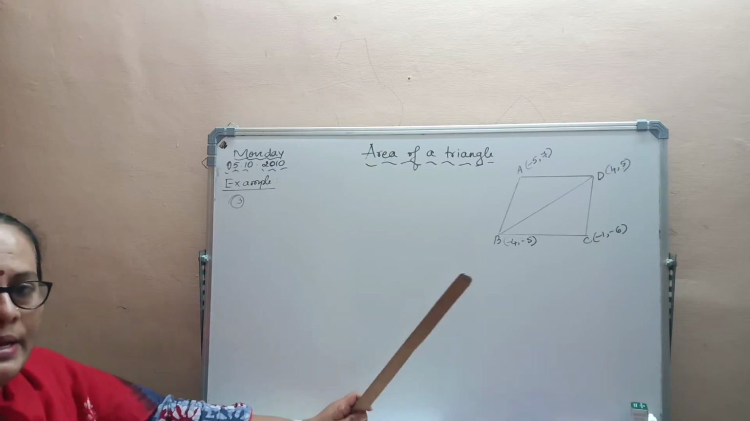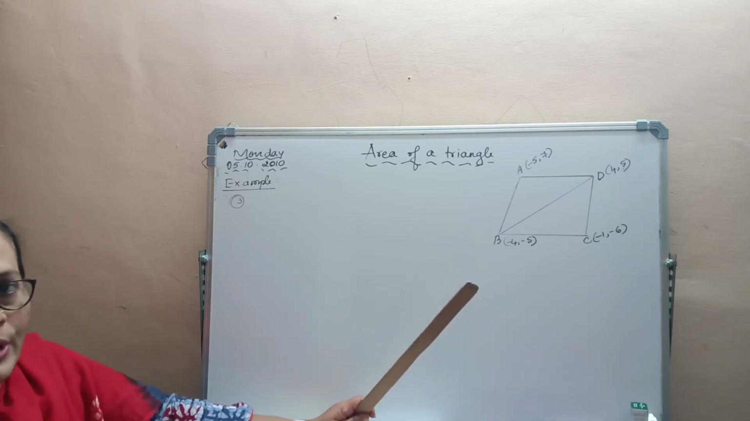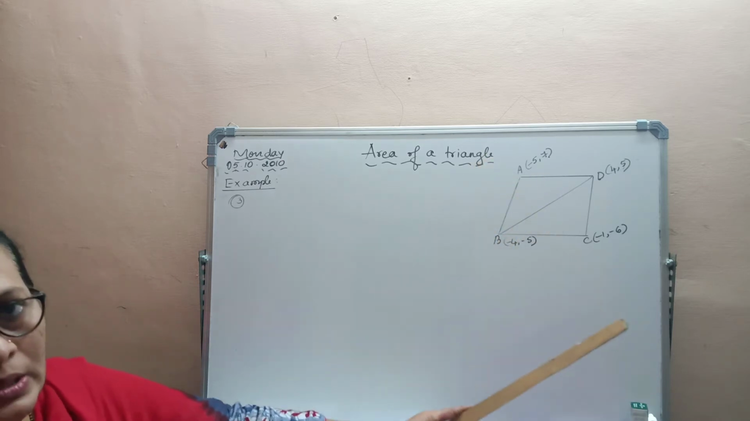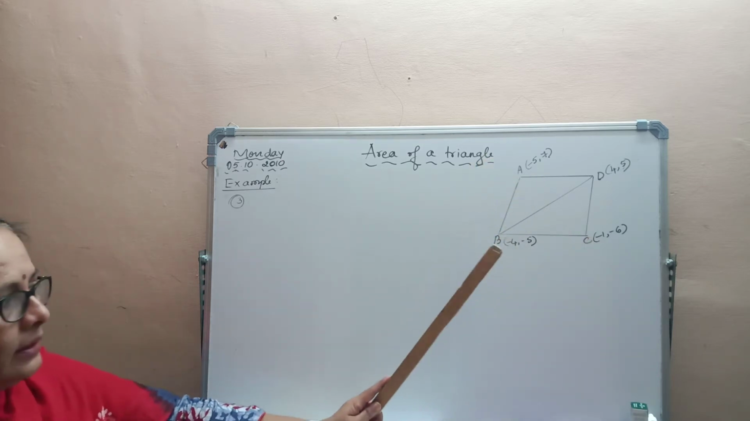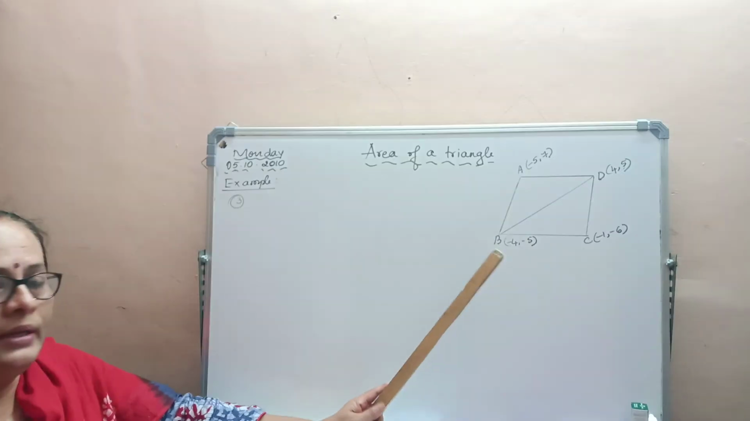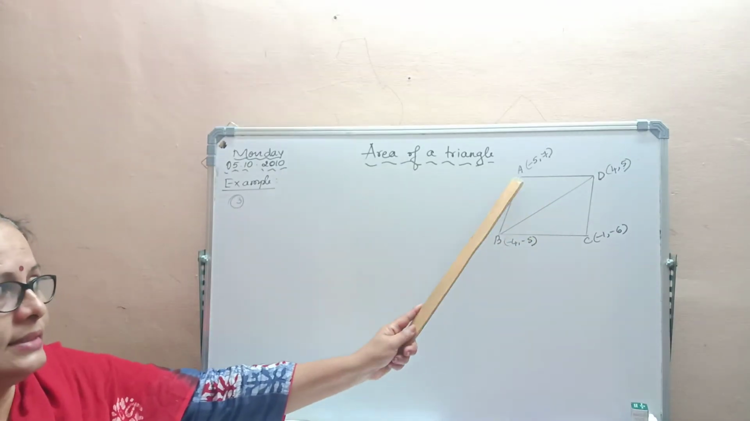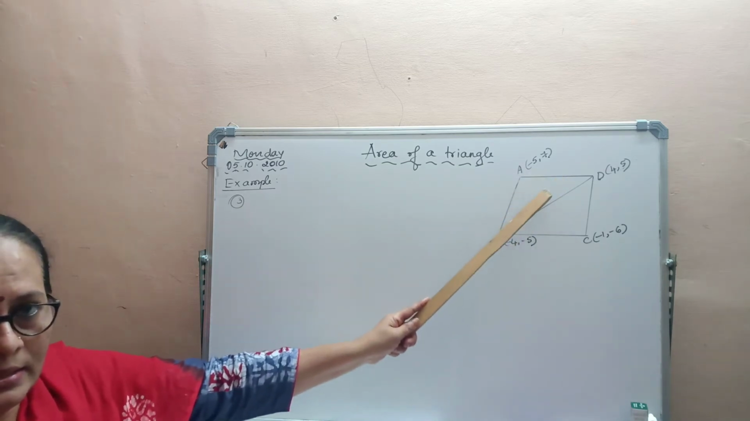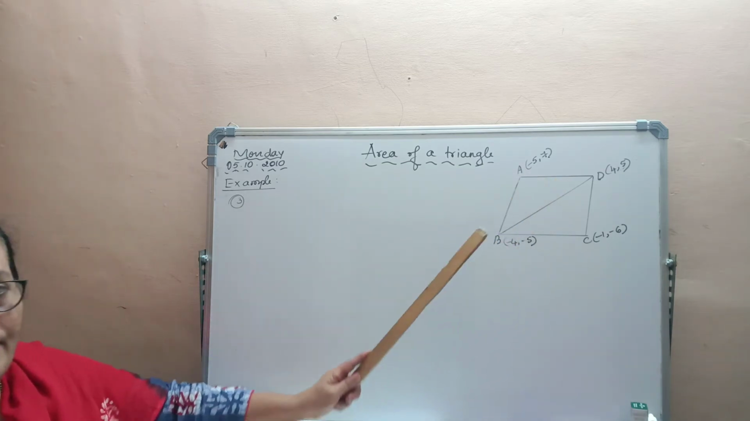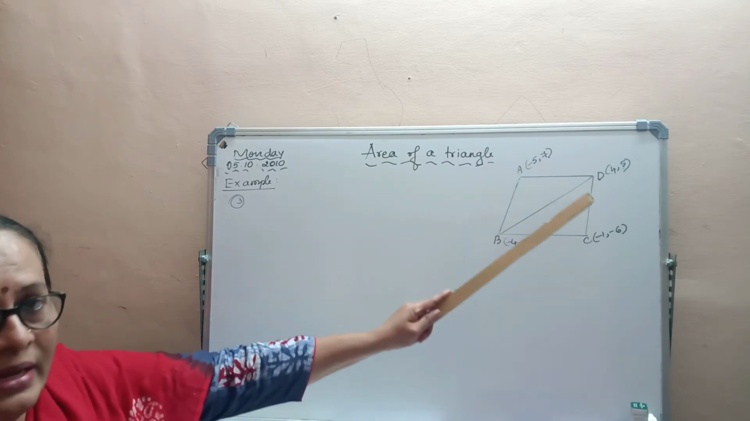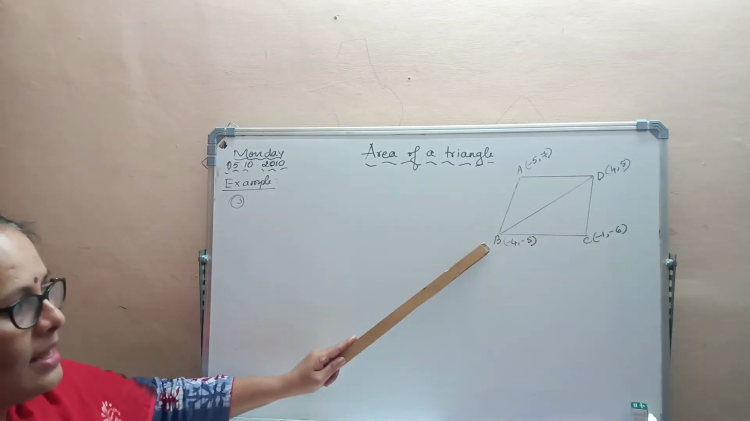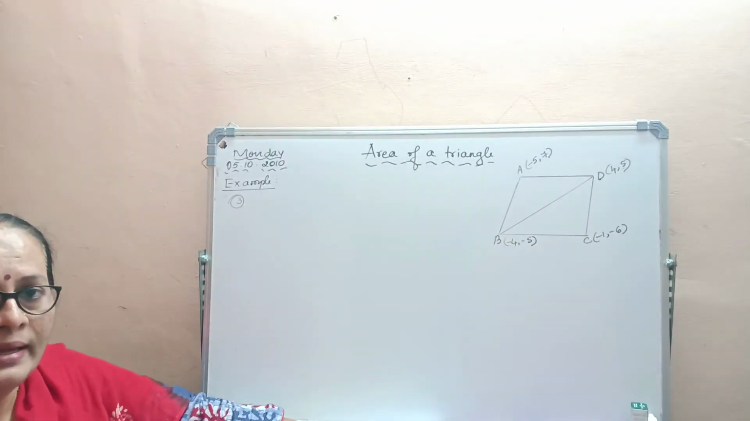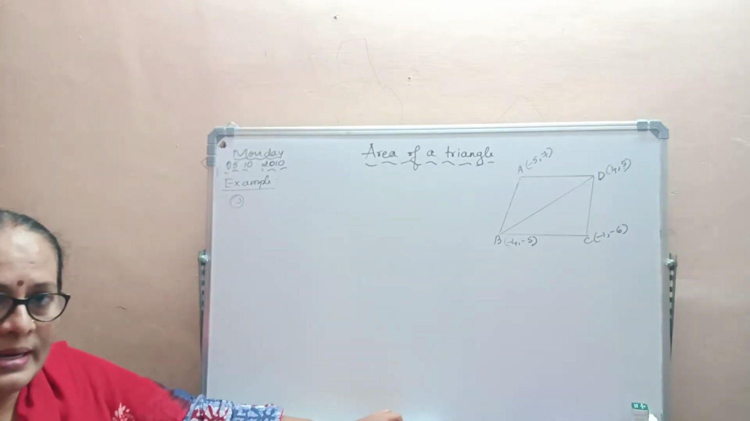To find the area of a quadrilateral, you have to join opposite vertices, that is BD. You can join AC also. So any one of the diagonals you have to draw. Then you will get two triangles, that is triangle ABD and triangle BCD. Use the area formula and find the area of triangle ABD and then the area of triangle BCD. Add both the areas, you will get the area of the quadrilateral.